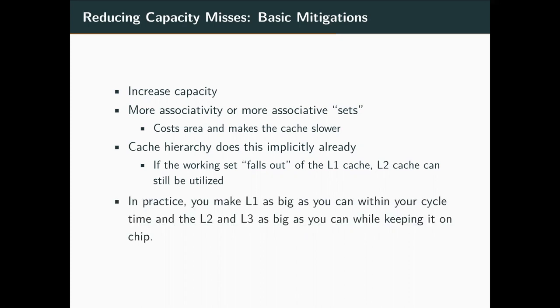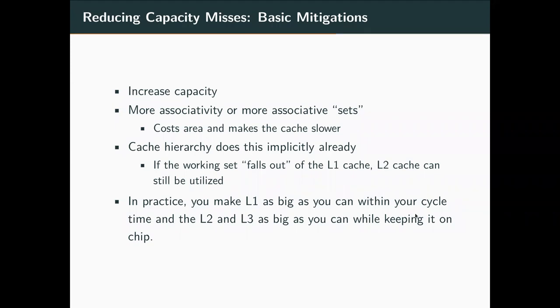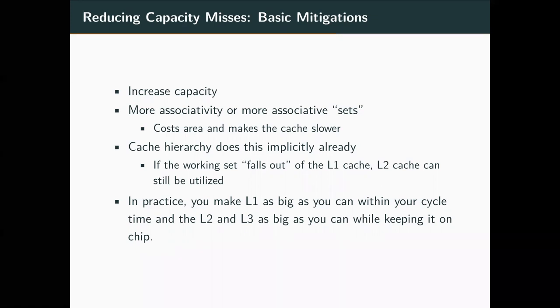So how do you figure out how big to make each one of these? In practice, you just make L1 as big as you can within a cycle time, so one cycle. You want to be able to go out to L1 and get a response back within one clock cycle. Because if it's not within one cycle, then why do you even have this L1? You want it to be almost as fast as a register.